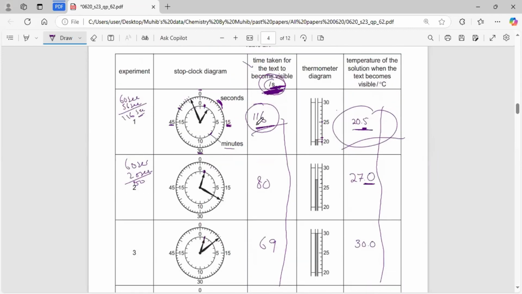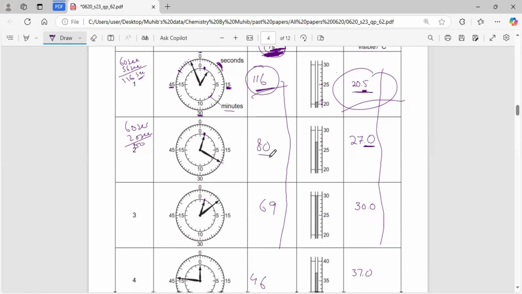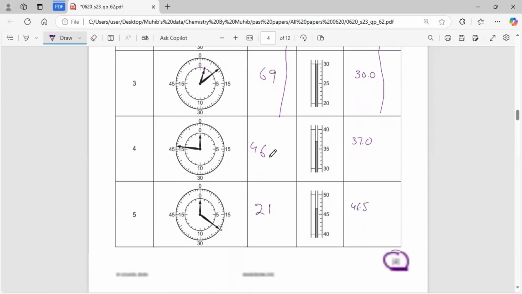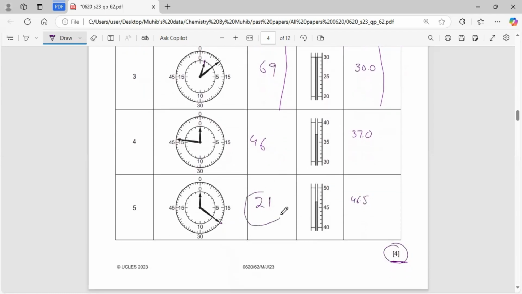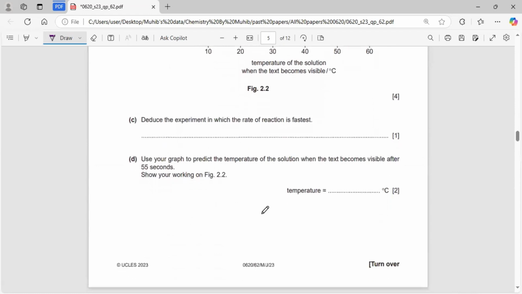Look here. At this temperature, the time taken to complete the reaction, the time taken for the text to become visible, in the first experiment is 116 seconds. Whereas in the second experiment, 80 seconds were required to complete the reaction, in the third 69, and so on. So the fifth reaction will be the fastest. Why? Because it takes less time to complete the reaction and to clearly see the bottom text through the clear solution.